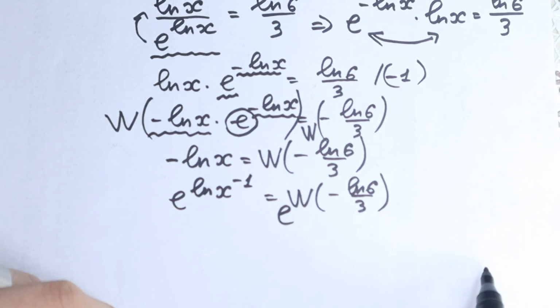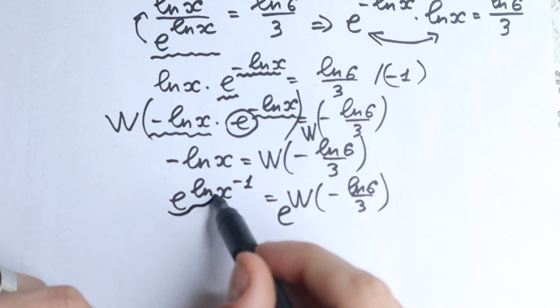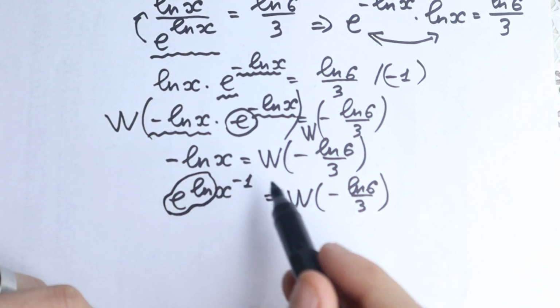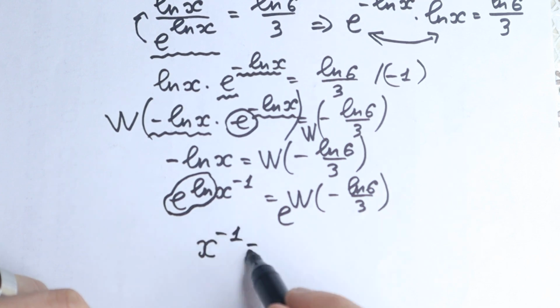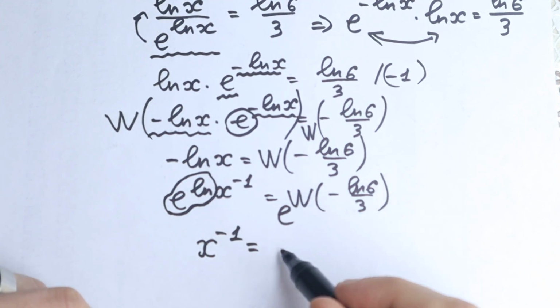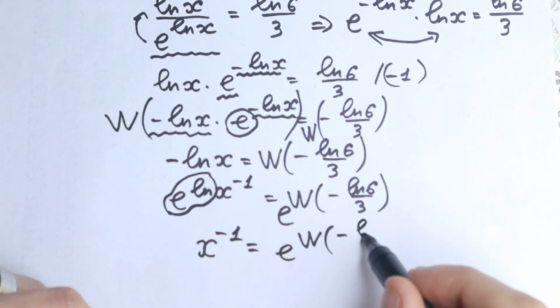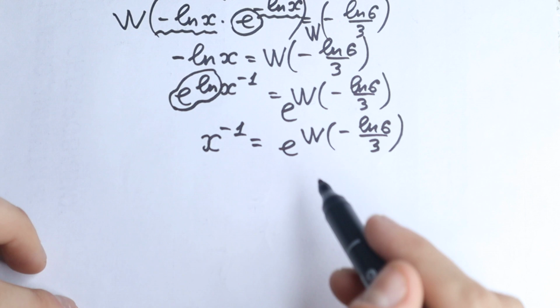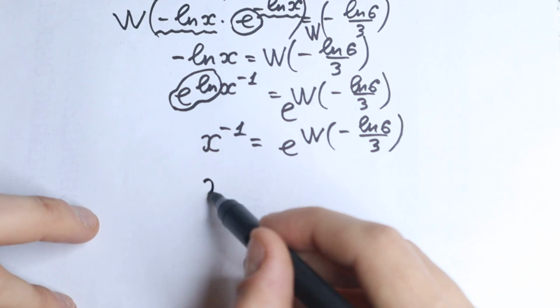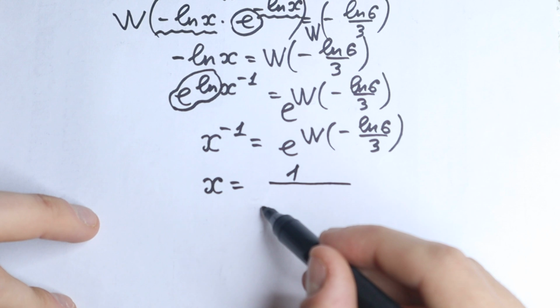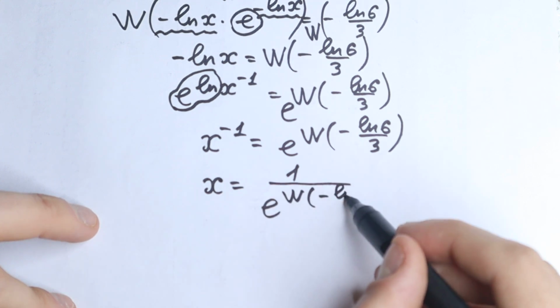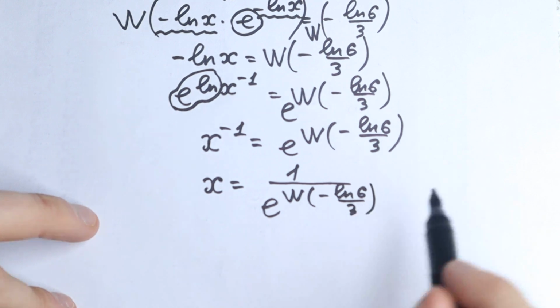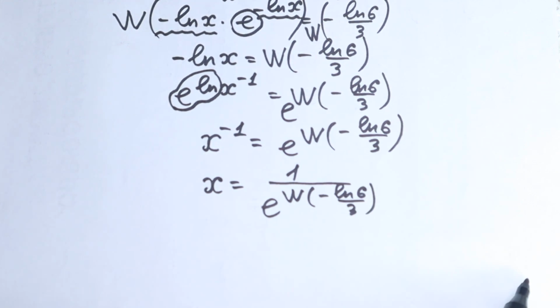Okay, right now what are we going to do next? This can easily be cancelled right here because this is 1, and we have x to the power -1. X to the power -1 equal to e to the power Lambert W function of minus natural log 6 over 3. But one really interesting moment, this is x to the power -1. If we want to find our x, we just need to bring this to the denominator. So we have x equal to 1 over e to the power Lambert W function of minus natural log 6 over 3.